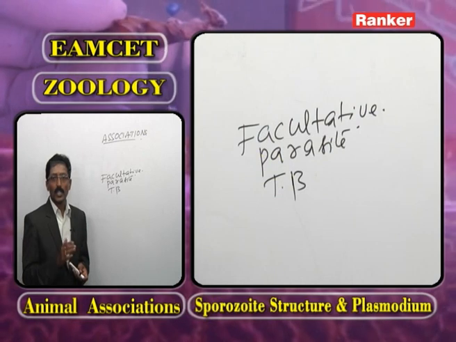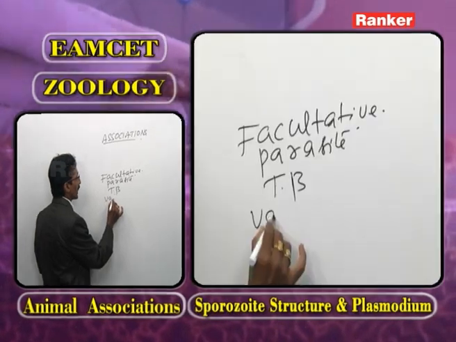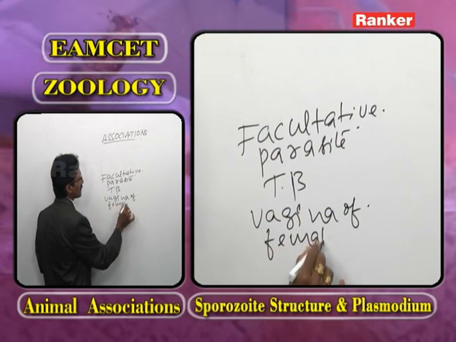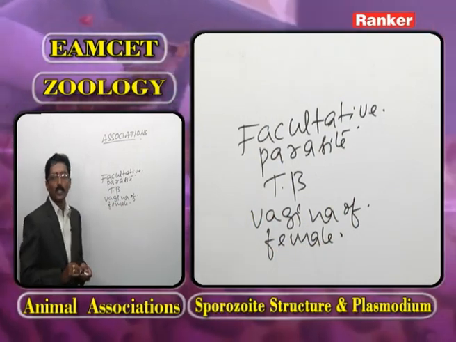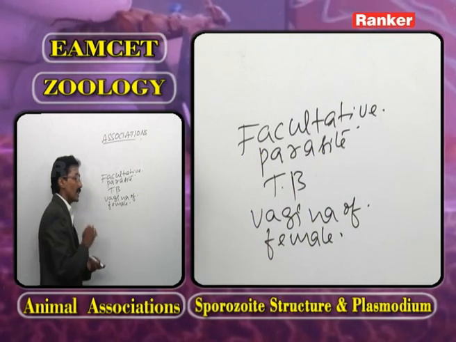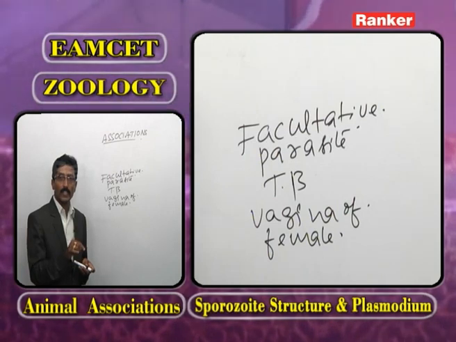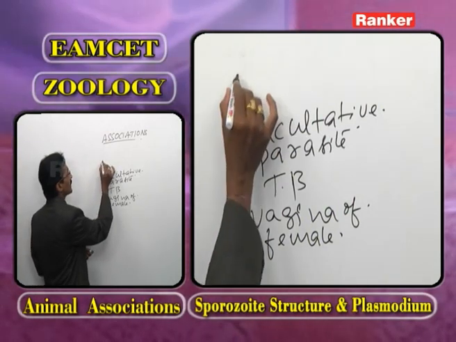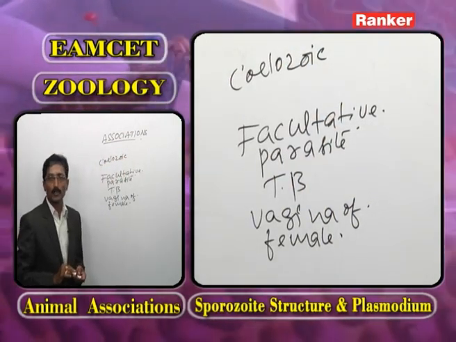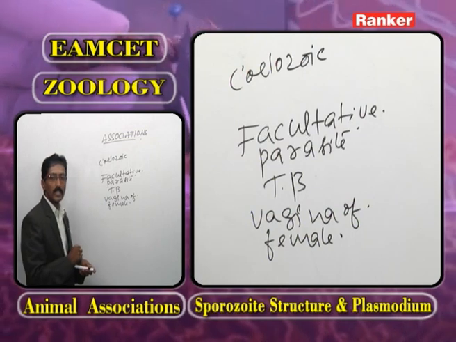The second one, Trichomonas vaginalis, lives as a parasite in the vaginal cavity of female human beings. A parasite that lives in cavities is called a coelozoic parasite. What is meant by this? The parasite lives in the cavities. Here Trichomonas vaginalis lives in the vaginal cavity.